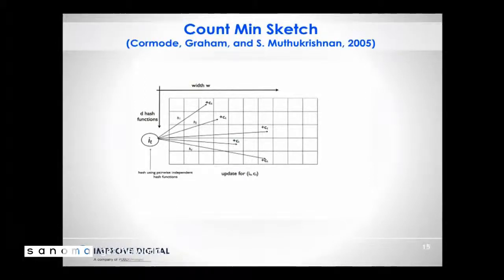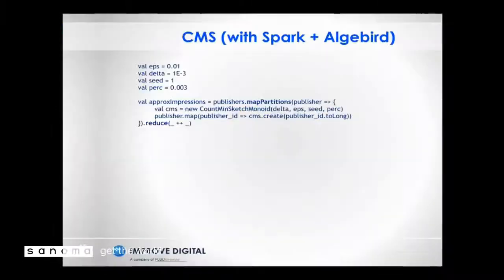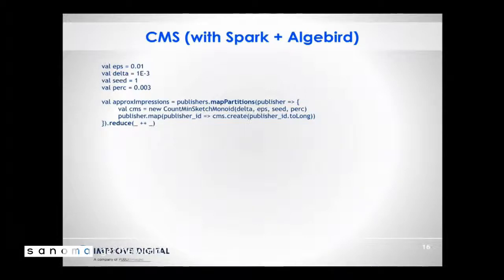Again, I'm not going to get into details. The details are in the paper, but if you've done machine learning, it's the hashing trick. But let's not get there. As before, Algebird has a CMS implementation. CMS is, again, a monoid, and distributes very well in MapReduce.